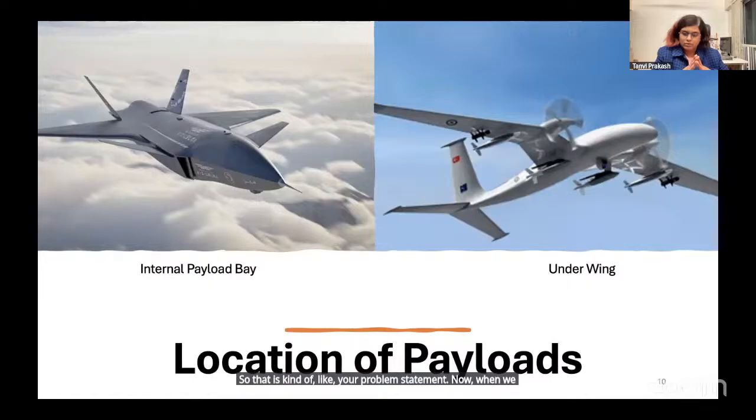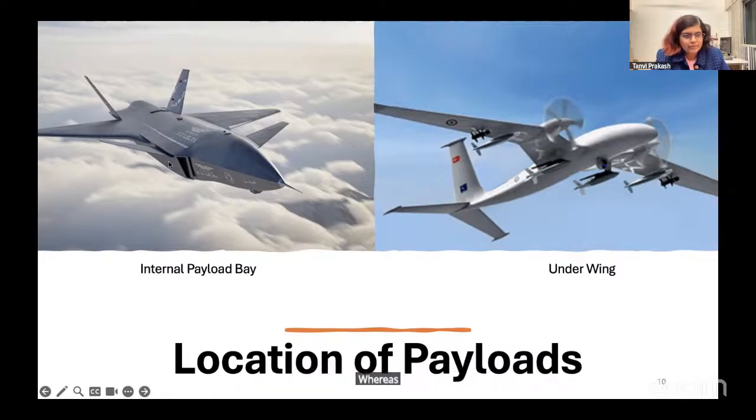Now, when we talk about payloads, in this case, it's a combat aircraft. The C stands for combat. So there has to be some payload related to combat. That's why you're building the plane, right? So you can see where these payloads are located. For example, in the image on the right, you can see that the payloads, which are actually these missiles, they are located on the bottom surface of the wing and also under the fuselage, right? But they are located externally to the aircraft. They are not located inside the body.